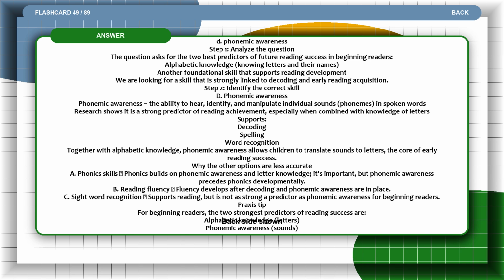Why the other options are less accurate. A. Phonics skills. Right arrow. Phonics builds on phonemic awareness and letter knowledge. It's important, but phonemic awareness precedes phonics developmentally. B. Reading fluency. Right arrow. Fluency develops after decoding and phonemic awareness are in place. C. Sight word recognition. Right arrow. Supports reading, but is not as strong a predictor as phonemic awareness for beginning readers. Praxis tip for beginning readers: the two strongest predictors of reading success are alphabetic knowledge, letters, and phonemic awareness, sounds.